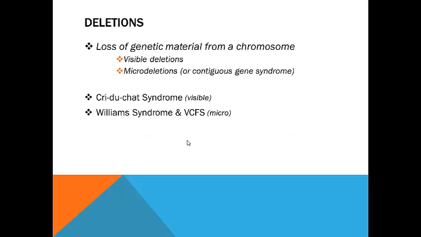Deletions. This is the loss of genetic material from a chromosome. There are visible deletions and microdeletions, or contiguous gene syndrome. Cri-du-chat syndrome is a form of visible deletion, and Williams syndrome and VCFS are forms of microdeletions. Visible and micro are determined by how geneticists would look at the genetic material.